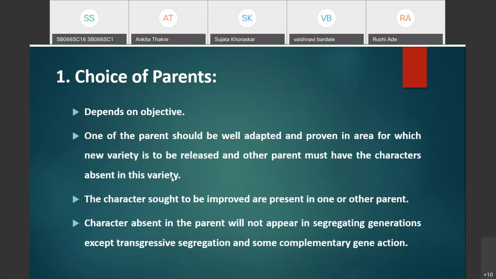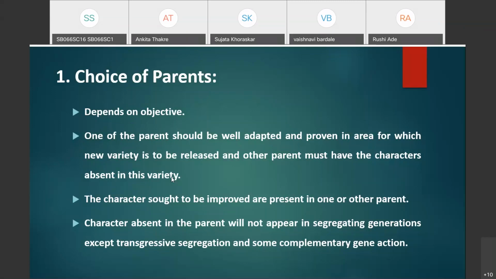The choice of the parent is the basic step in the hybridization program, and often more than anything else it decides the success and failure of the program. That means the success or failure of the hybridization program depends completely upon the selection or choice of the parent.